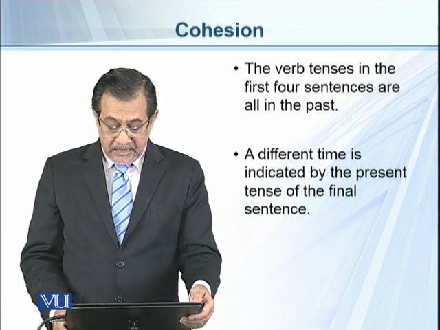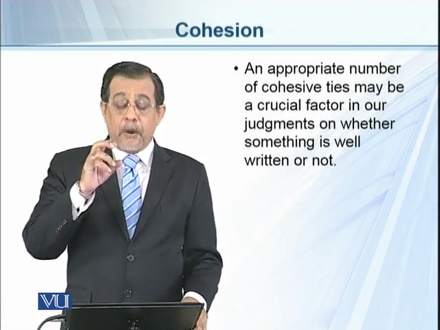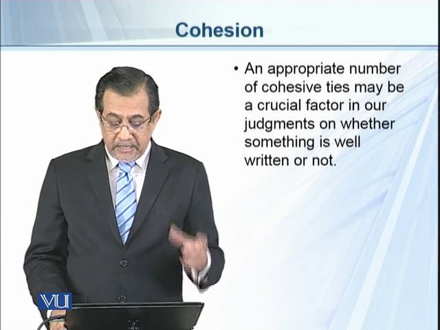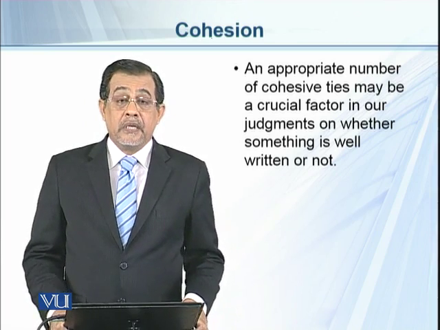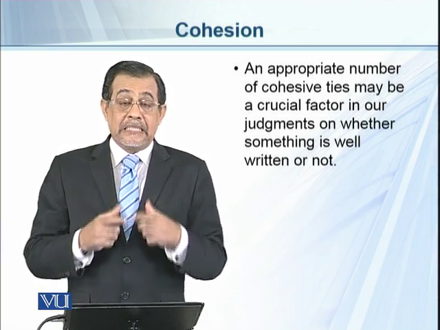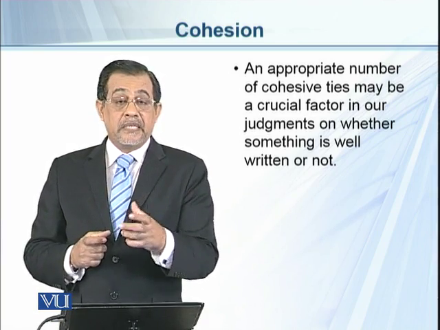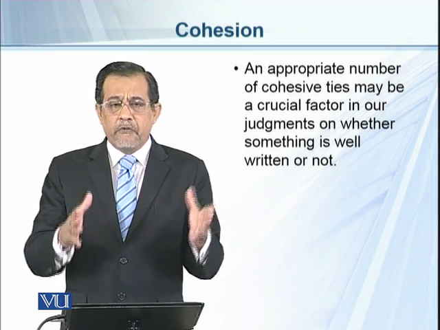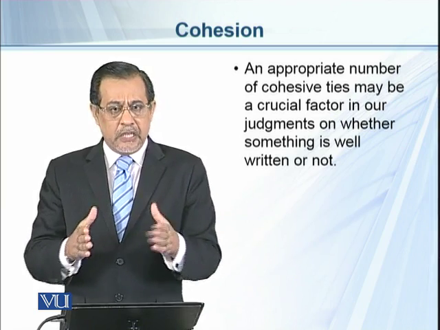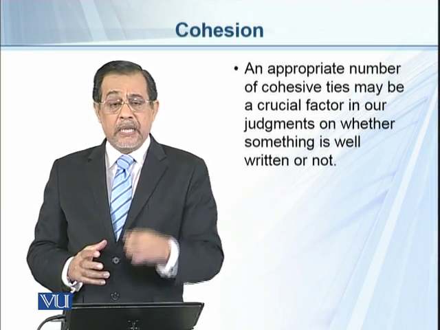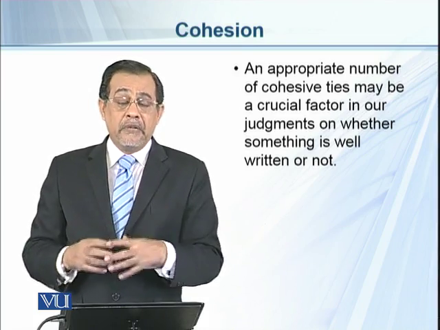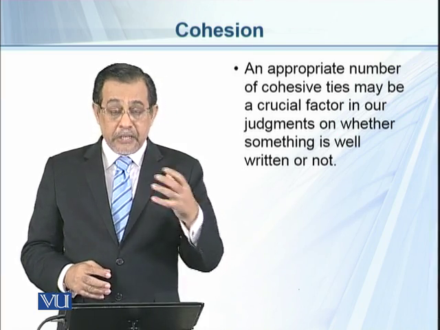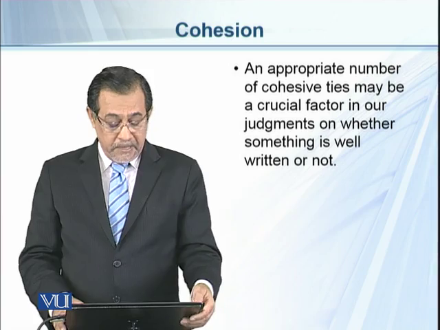Especially the final sentence. So an appropriate number of cohesive ties may be a crucial factor in our judgments on whether something is well written or not. So this is very important. All these ties help us determine whether a text is well written or not. If these ties are loosely found in a passage, in a text, we may not be able to understand it fully, though we will be able to make an analysis and understand a lot, but our judgment about the type of writing will be different.